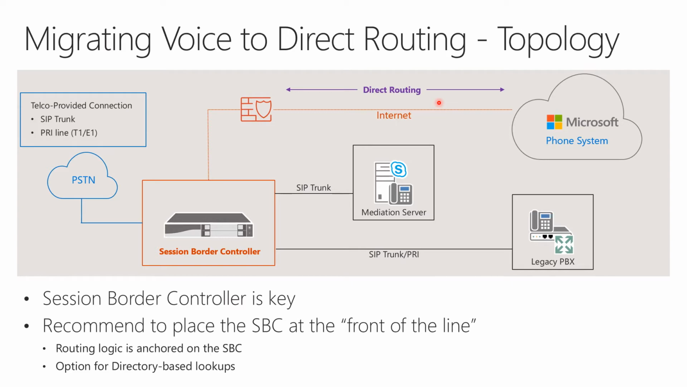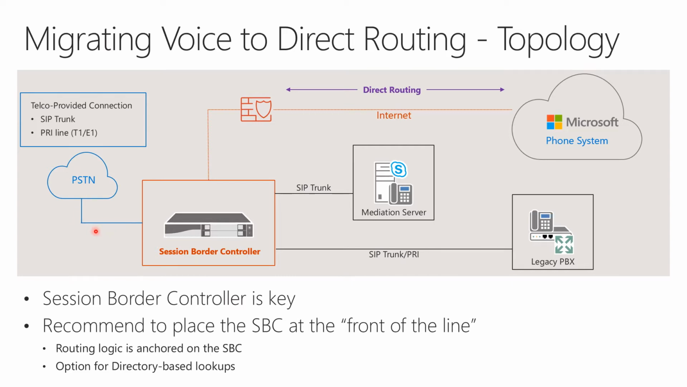Now, when I look at this overall topology, the key piece to all of this is right here, the session border controller. The reason this is key is the session border controller will take care of the routing logic for us to be able to know, hey, when a phone call comes in to this particular phone number, where should I send it? Is this user still on the legacy PBX or have they been migrated to Teams? All of that logic is built inside of the session border controller. That's why we recommend to place the session border controller at what we call the quote front of the line. What we mean by front of the line is it is right in line with the connection that comes in from the PSTN.